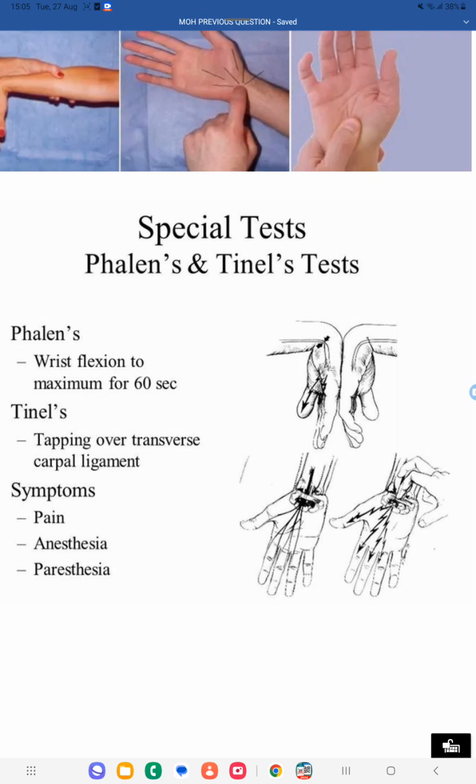Another one is Tinel sign. Tinel sign means you tap over the wrist joint, where the median nerve is passing. If you just tap that area and carpal tunnel syndrome is there, then the patient will get pain, paresthesia, and numbness in the thumb, index finger, middle finger, and half of the ring finger. If suddenly there is numbness in that much area, then we can confirm the patient is suffering with carpal tunnel syndrome.